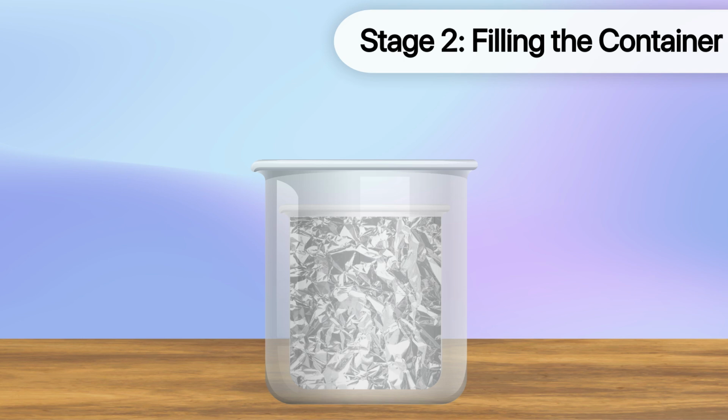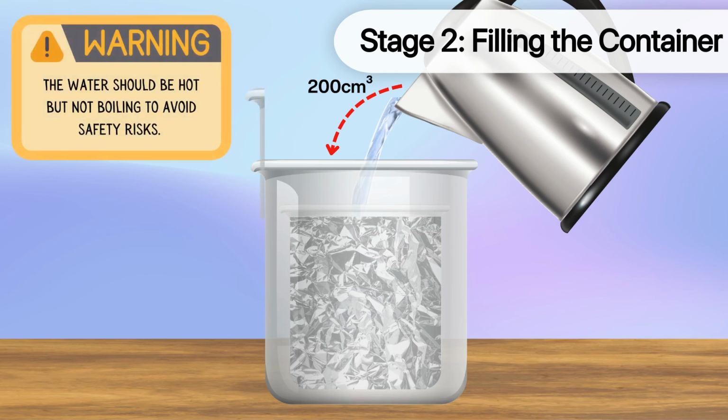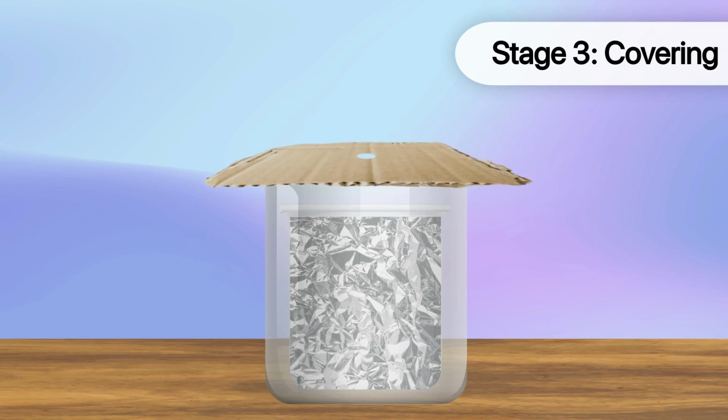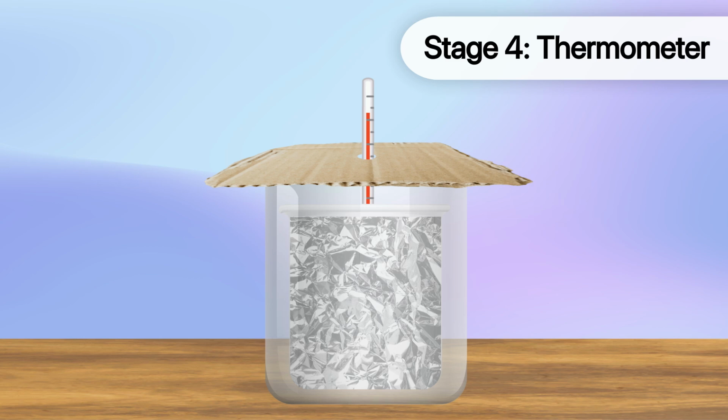Now that we're ready, we'll fill the smaller beaker with 200 cm³ of hot water from a kettle. The water should be hot but not boiling to avoid safety risks. We then cover the top of the container with a piece of cardboard, which serves as a lid. Ensure the cardboard lid has a hole to accommodate the thermometer. Next, carefully insert the thermometer through the hole in the cardboard, making sure it reaches the water without touching the sides of the container.